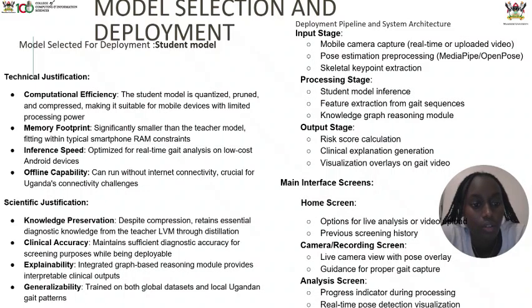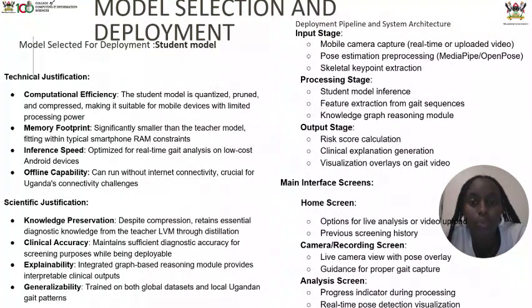And then we have clinical accuracy, whereby it maintains sufficient diagnostic accuracy for screening purposes while being deployable. And then its explainability, where it uses an integrated graph-based reasoning module, and it provides interpretable clinical outputs. So its outputs are interpretable, they are easier, and it uses graph-based reasoning. And then we have generalizability, where it is trained on both global datasets and locally obtained gait patterns.